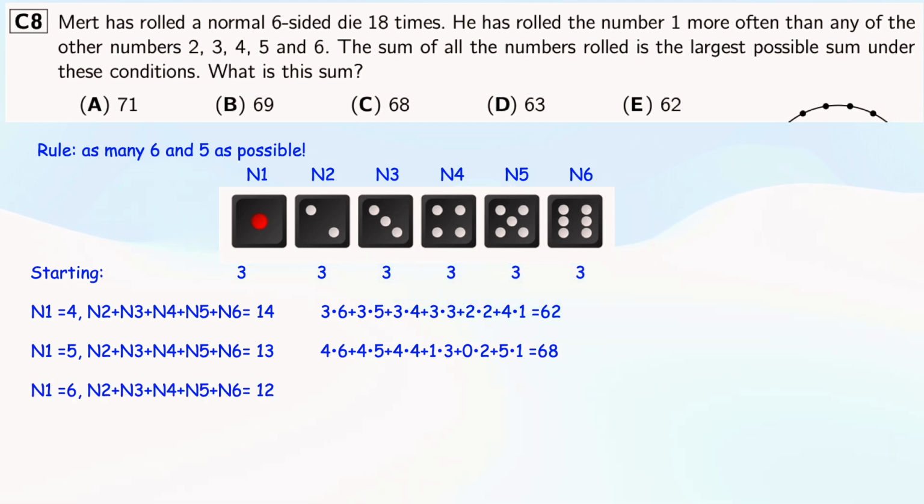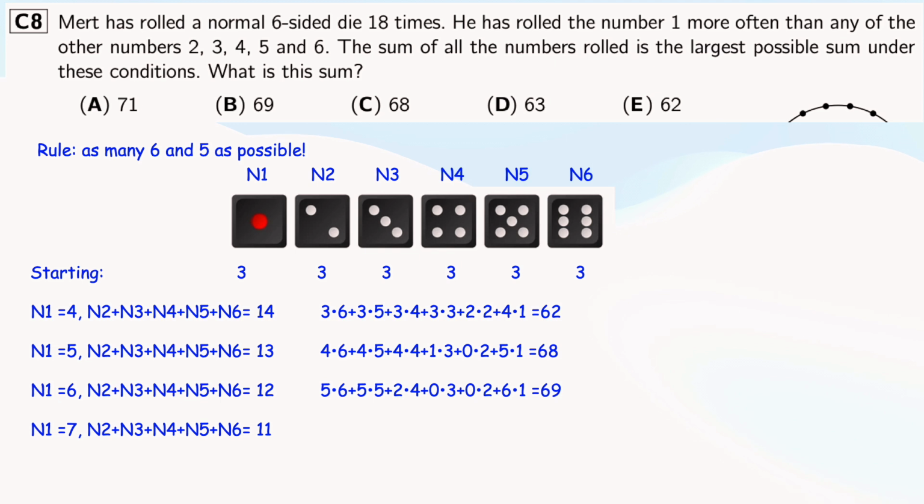But let's continue. Let's look at n1 equal to 6. Then the sum of the rest of the occurrences is just 12. Let's distribute the 12 to the 6 and 5 and the rest of the numbers. So we get 5 times 6 and 5 times 5, and left only 2 times for 4 and 0 for 3 and 2. So we add all of them together, we get 69, so even one more higher.